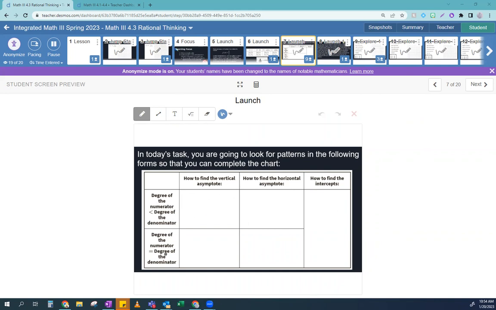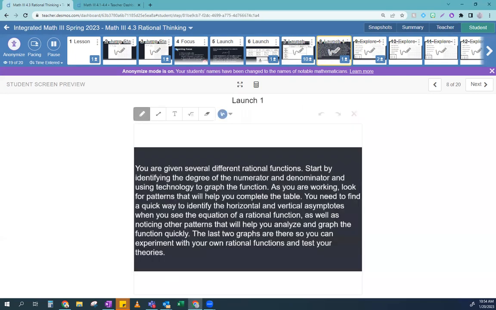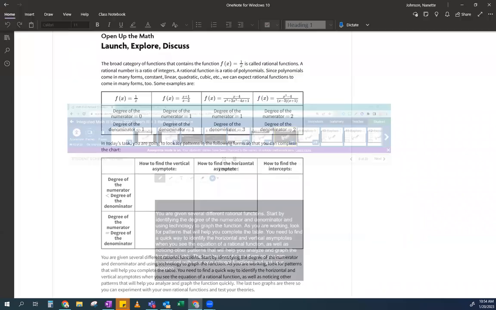And what if the degree of the numerator is greater than the degree of, or equal to, sorry, my bad, equal to the degree of the denominator? Based on those two thoughts, that's going to help me understand how to find my vertical asymptote and my horizontal asymptotes, okay?